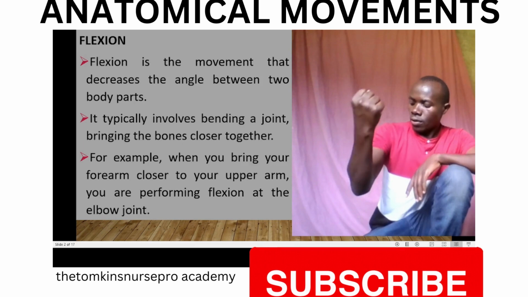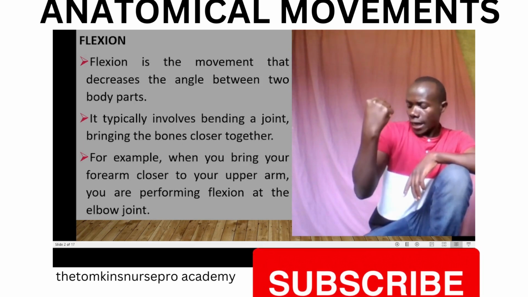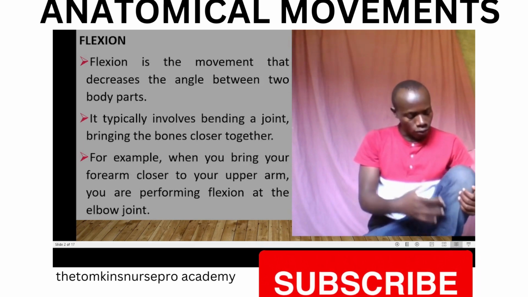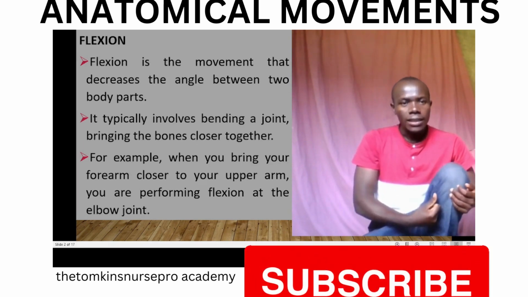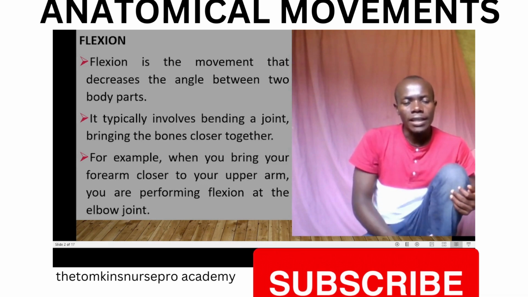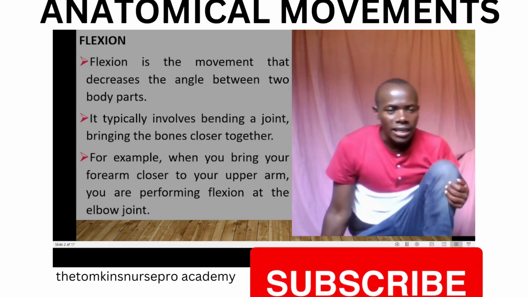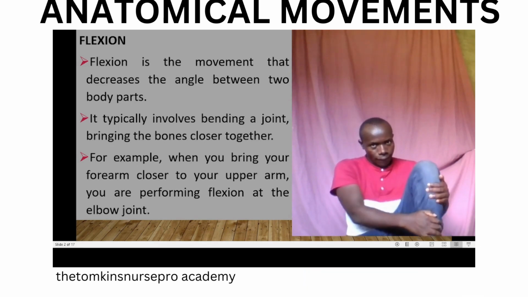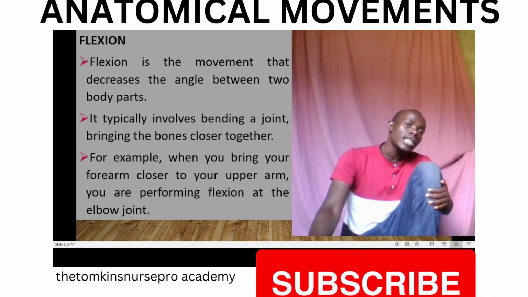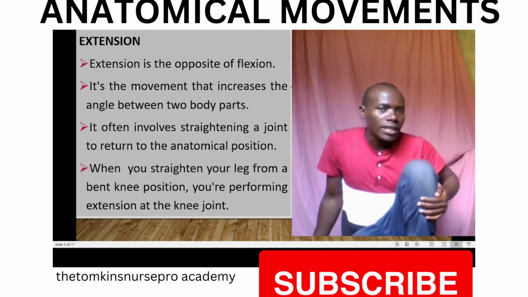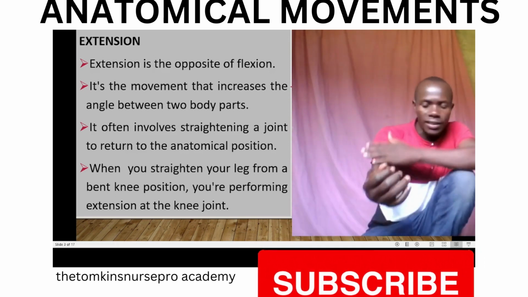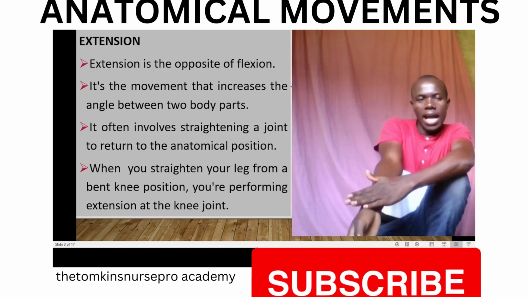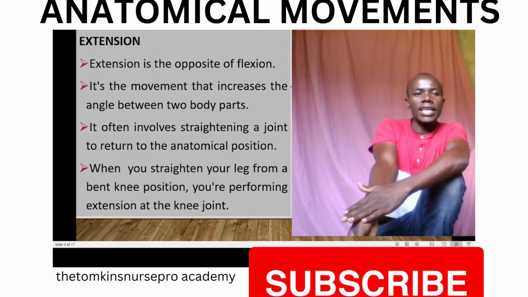So we can flex. We can also flex the lower limb, okay? We have the femur and the tibia, not forgetting the fibula. So flexion is the reduction of the angle between the two. Remember, flexion is opposite to extension, whereas flexion is reducing the angle between the two, extension is increasing the angle between the two articulating bones.